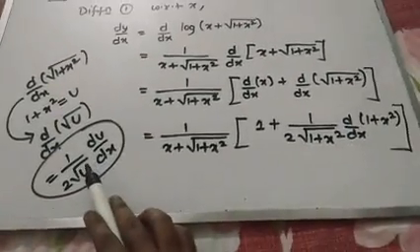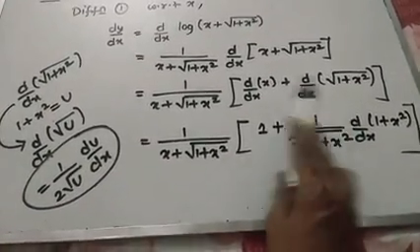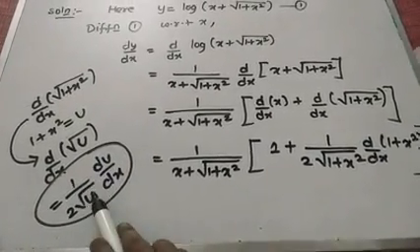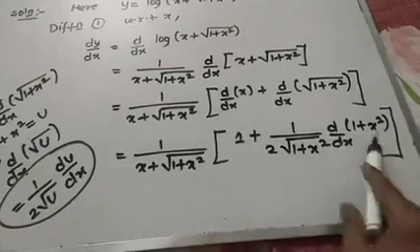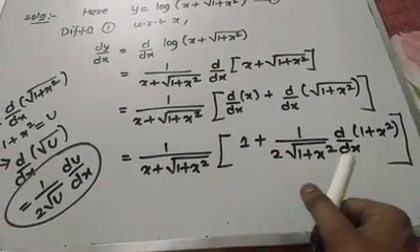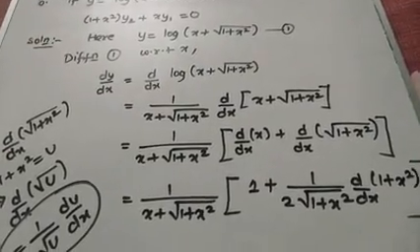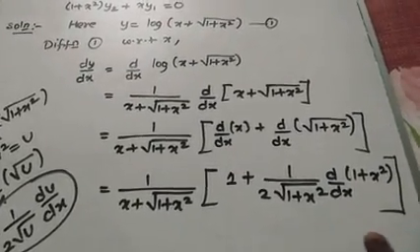Just using that root result. What is the u here? 1 plus x square. Just put 1 plus x square in place of u, and you will get this. Since we have done this question previously in the chapter of derivatives, that's why I'm doing step jumps here.